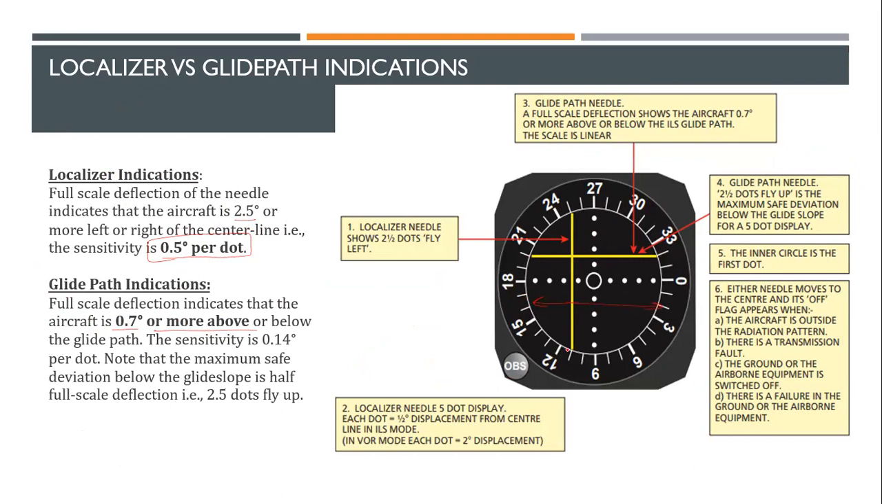So the sensitivity becomes how? This becomes 0.5 per dot. Whereas the full scale deflection of a glide path, which is the up and down, is 0.7 or more, or below the glide path, it is 0.7 or more. So the total indication is 5 dots, which will be equal to 0.7 degrees. So 1 dot will be equal to how much?